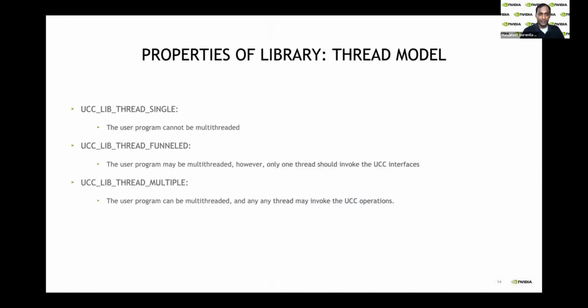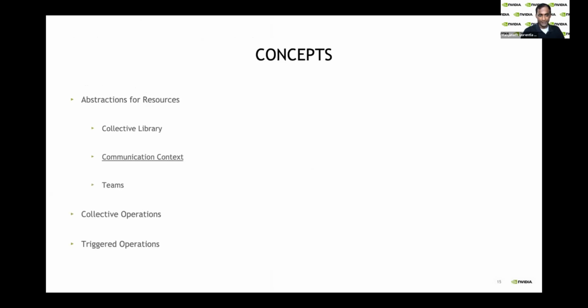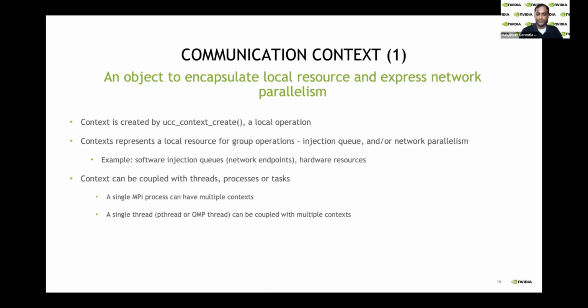So jumping ahead, I'll skip this because I already talked about this. And next, I'll talk about another abstraction, communication context. What we do now is we just created a library object, and you can use the same library object for multiple programming models in an application, or you can choose to create multiple library objects. Now, the communication context is an object to encapsulate local resources and to express network parallelism.